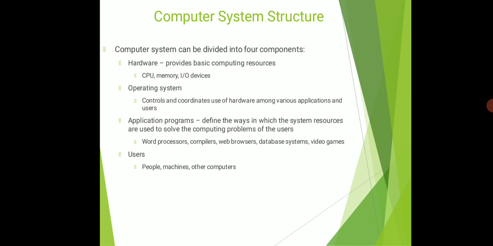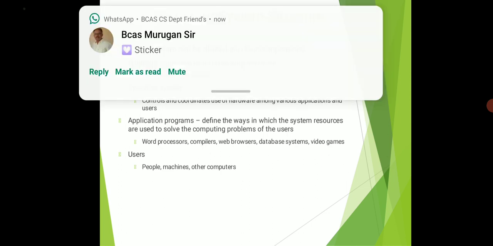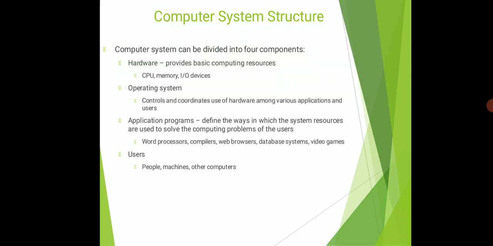Third one is application programs. They define the ways in which the system resources are used to solve the computing problems of the user. This application program is a normal resource. It is used to solve computing problems of the user, right? Example application programs are word processors, compilers, video games, database systems, browsers. Those all come under application programs.